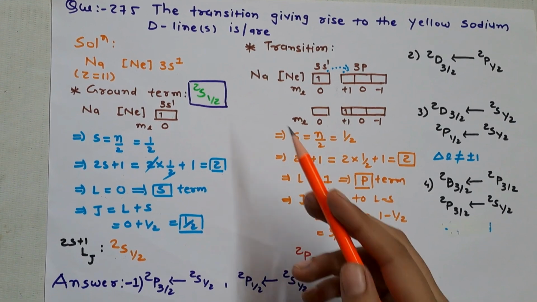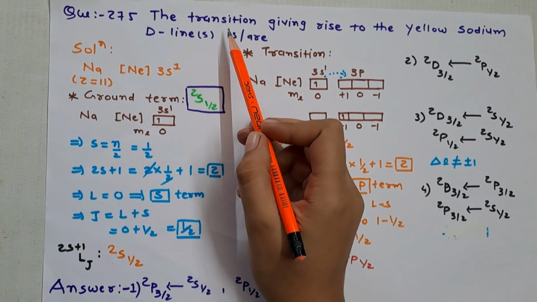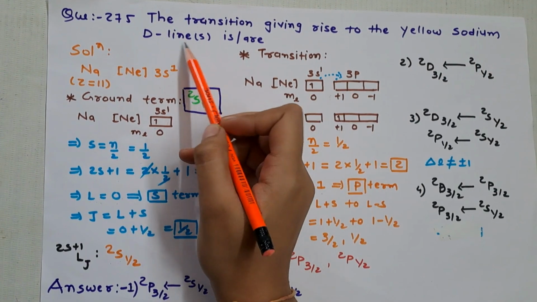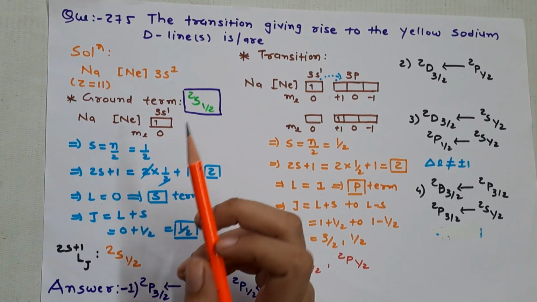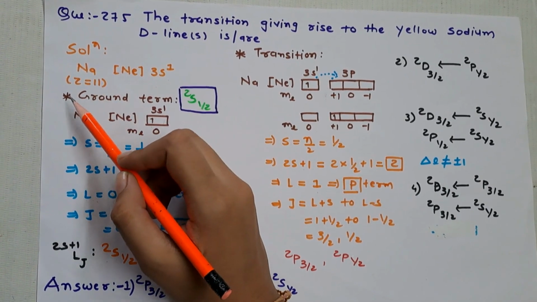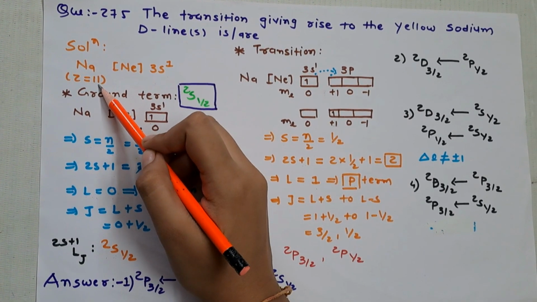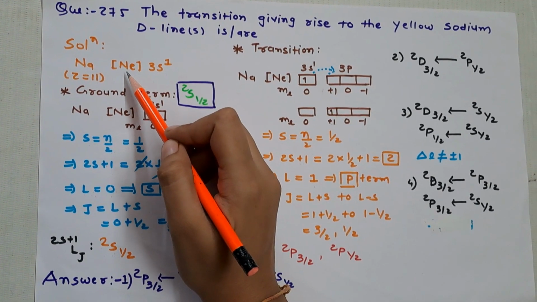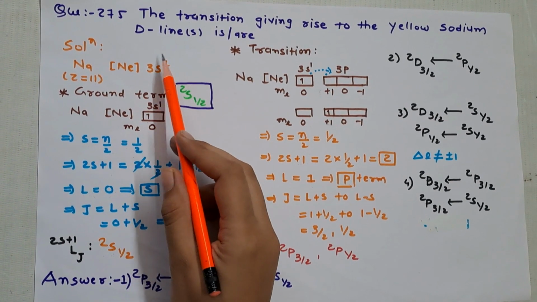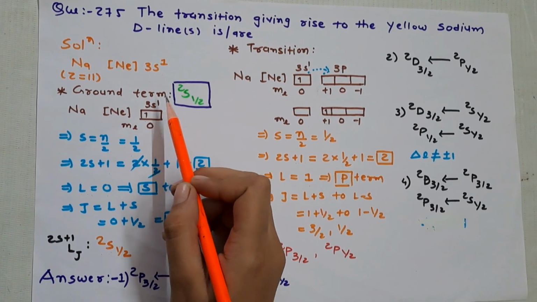Hello everyone. In today's question, we have to find the transition which occurs in yellow sodium D line. So first of all, we will calculate the ground term. As we know that the atomic number of sodium is 11 and its configuration is neon 3s1. So the single electron is present in the 3s orbital.